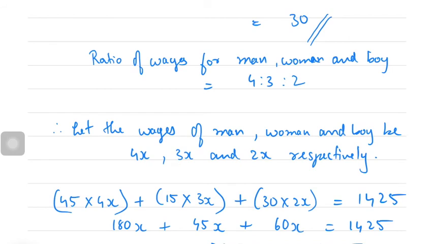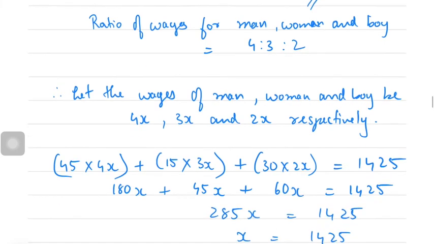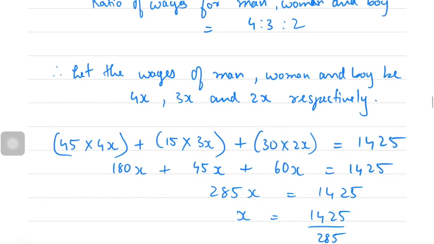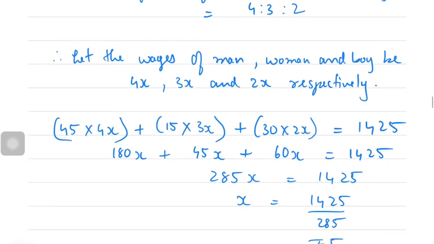Okay. So let the wages be 4x, 3x and 2x. For a man, the salary is 4x. For a woman, it is 3x. And for a boy, it is 2x. And it is given that the total wages altogether is 1425.